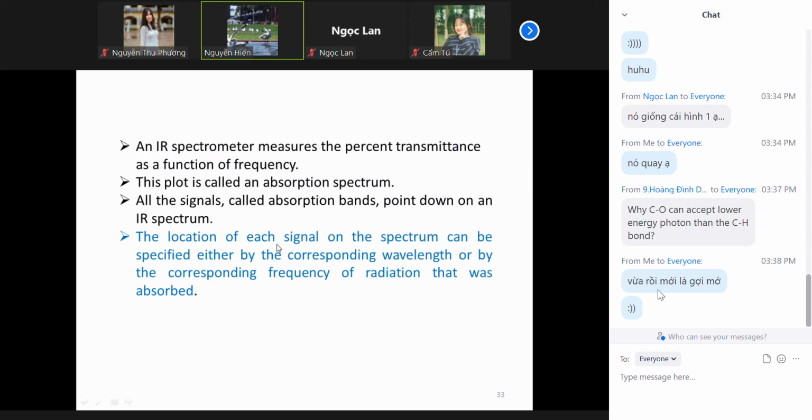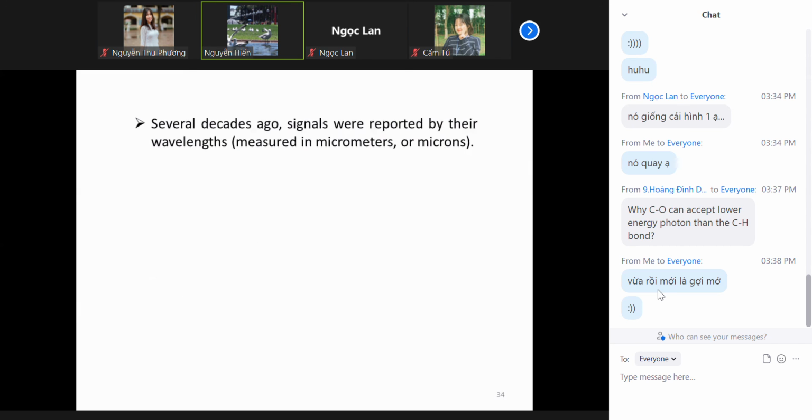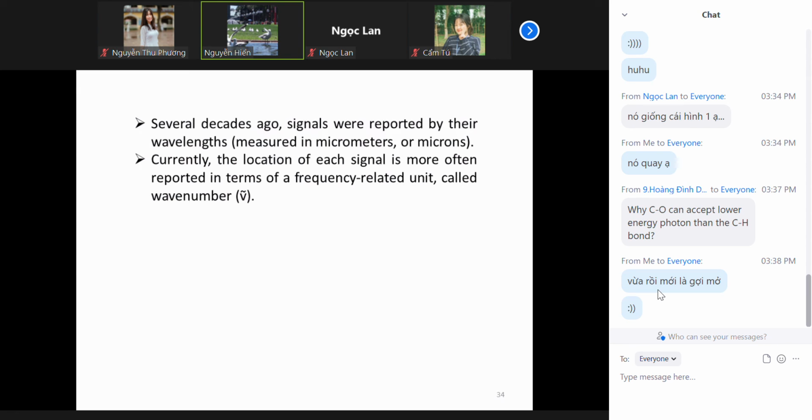Okay, the location of each signal on the spectrum can be specified by corresponding wavelength or frequencies. A long time ago, signals were reported by wavelength, measured in micrometers. But nowadays, the location of each signal is commonly reported using wave numbers. Wave numbers have a symbol like this, with a wave on top. This helps to differentiate it from frequencies.